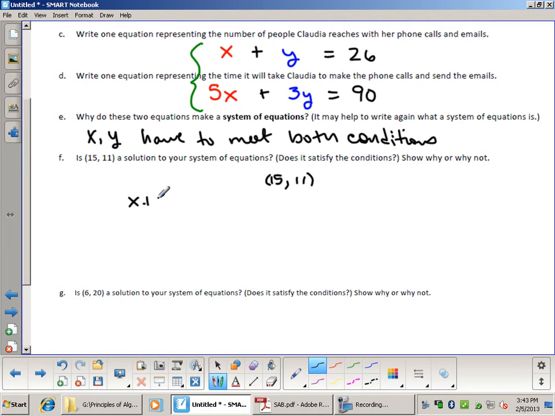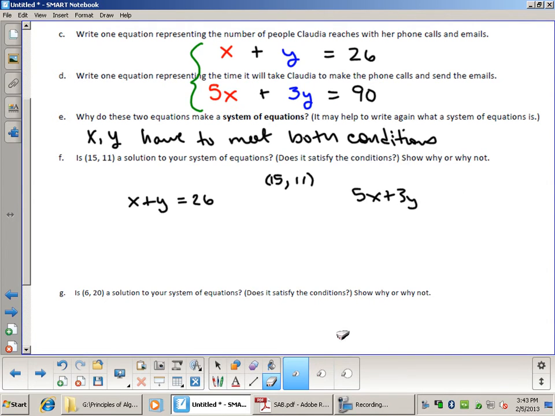And the 5x plus 3y on the right. So it's a matter of substitution and... Whoa, things got crazy. 5x plus 3y equals 90. Okay, so it's a matter of substitution, checking, and seeing if it actually works. Let's do the work over here in the blue. So we're checking both 15 and 11 for x and y.